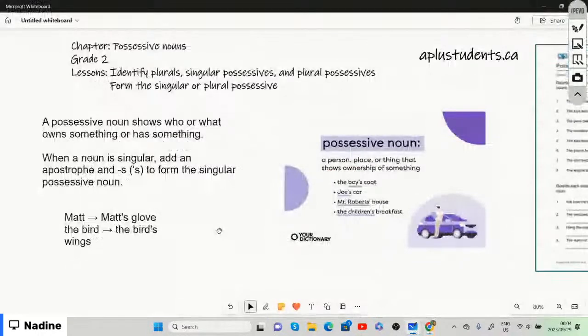And then under the chapter of possessive nouns, the lessons that we are going to be focusing on are to identify plurals, singular possessives, as well as plural possessives, right? We are also going to form the singular or plural possessive. So that is going to be our lesson for today. We're going to be focusing on those 2 lessons under the chapter of possessive nouns.